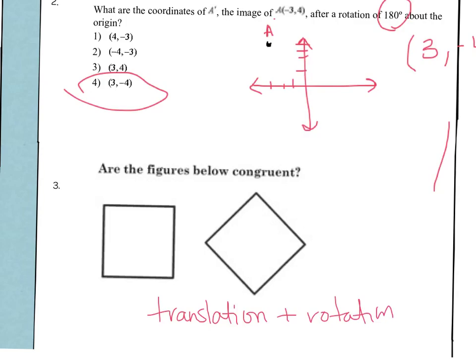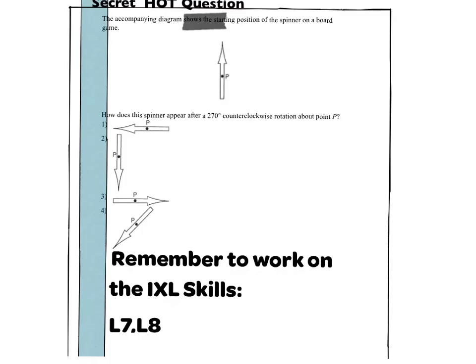And on to our secret question. Here it is. It says, the accompanying diagram shows the starting position of a spinner on a board game. How does this spinner appear after a 270-degree counterclockwise rotation about point P? Is it 1, 2, 3, or 4?